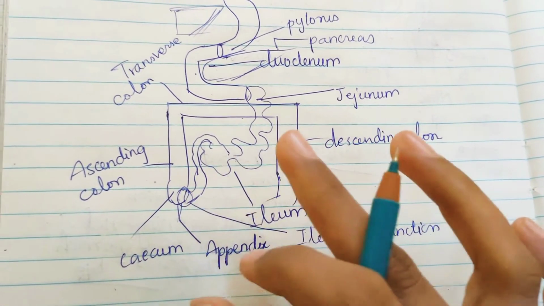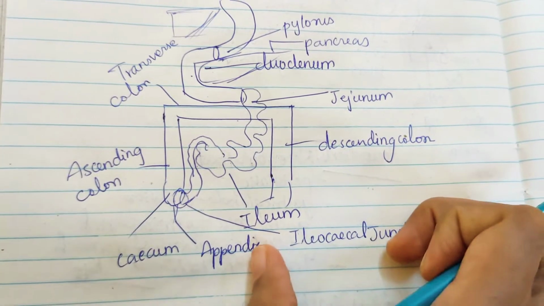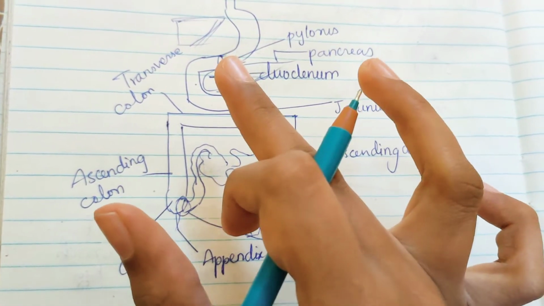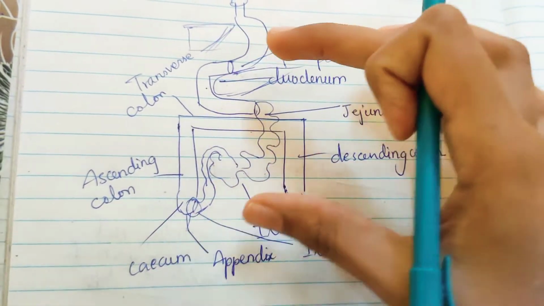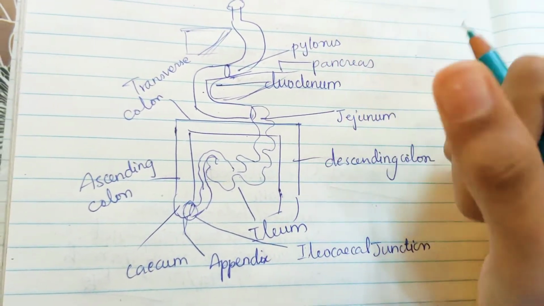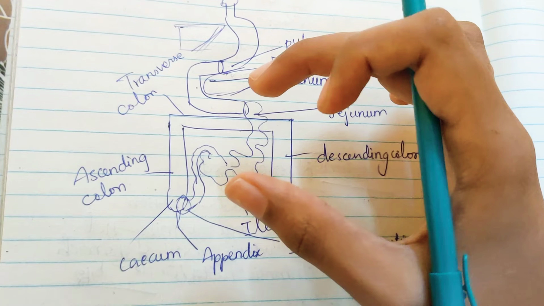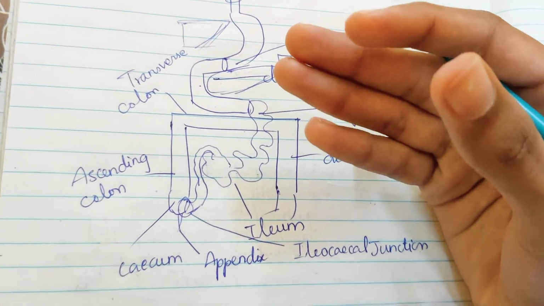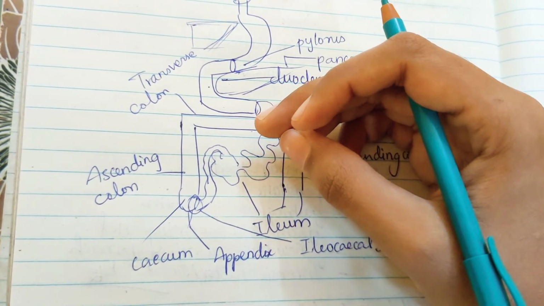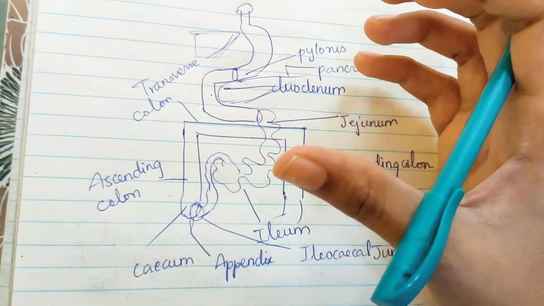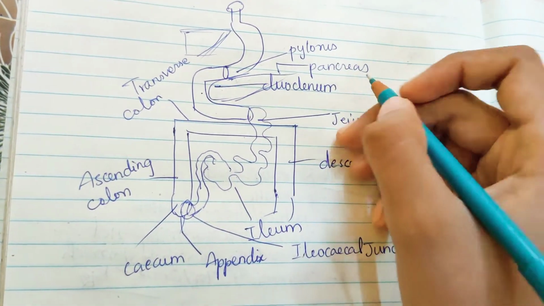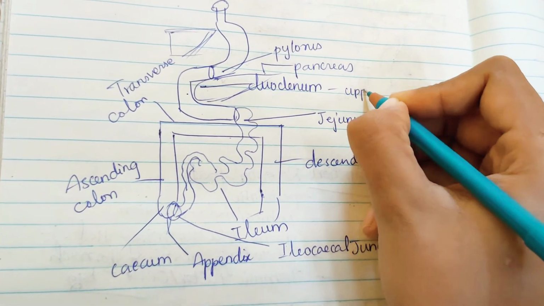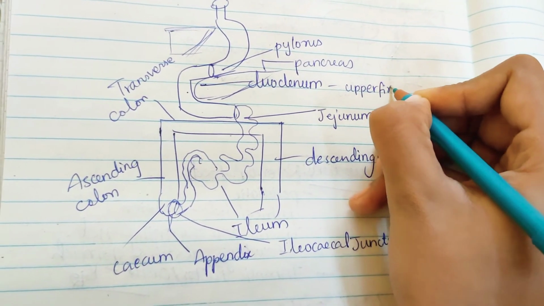So from the ileum to the cecum is the ileocecal junction, and it starts from the pylorus of the stomach. So this is all included in the small intestine. And if you see the length of the small intestine, it is more in males when compared with females, and it is divided into an upper fixed part. The upper fixed part is called the duodenum.